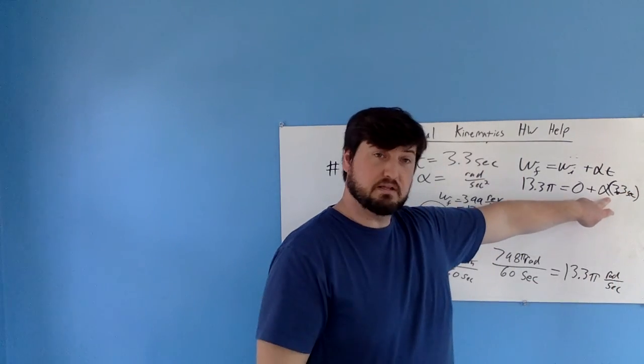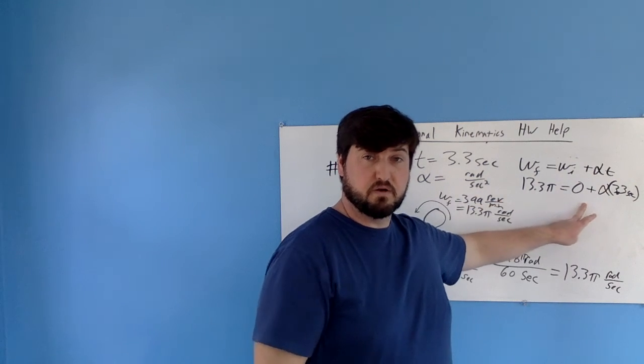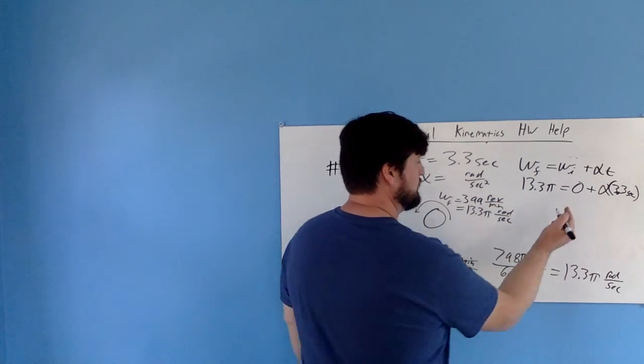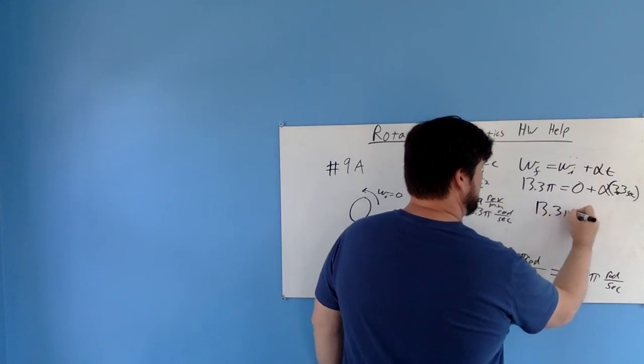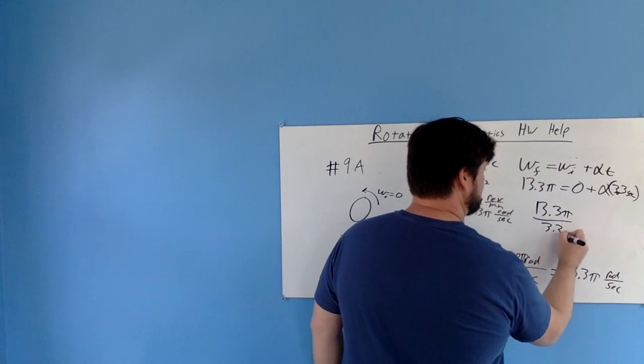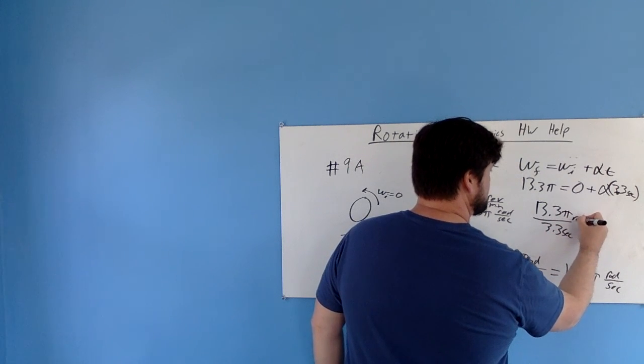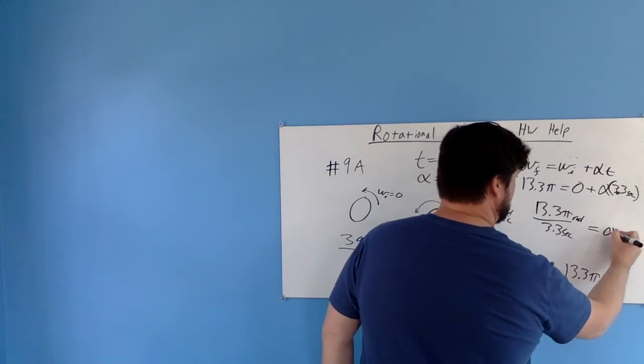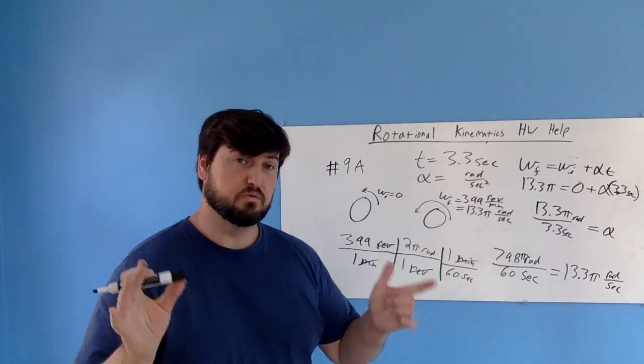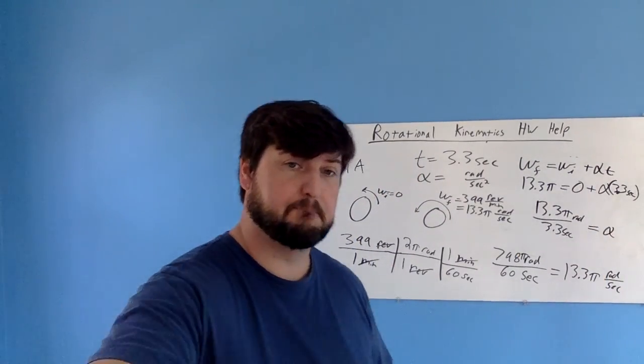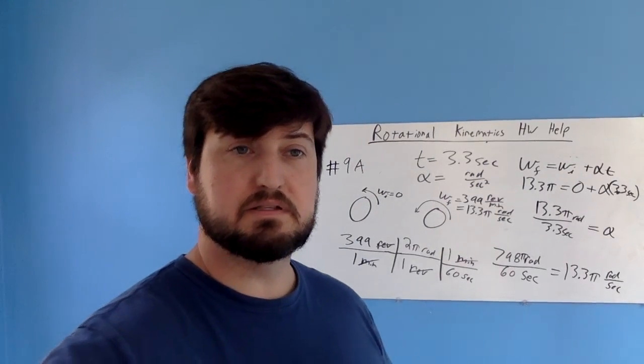So now we need to rearrange that to solve for alpha. Well, okay, 0 goes away, so we don't have to worry about it. So we get 13.3 pi divided by 3.3 seconds, right? That's radians on top. And we will get our alpha. Work it out and you will be able to find the correct answer, okay? 9b, let's see where we're at here.